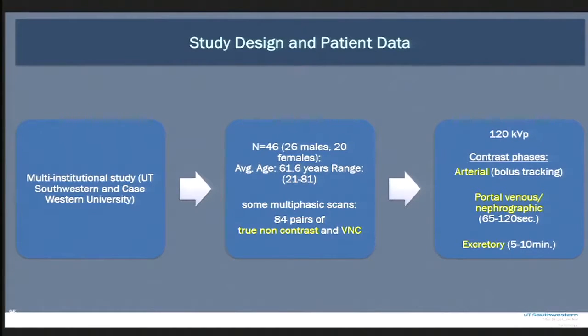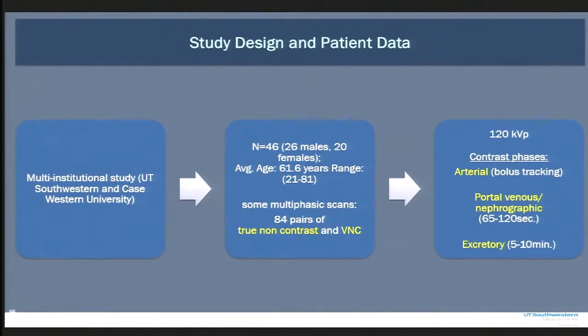This is our study design. This is a multi-institutional study at UT Southwestern and Case Western University. There were 46 total patients, slightly more males. Average age was 62. A majority of these were multi-phase scans, and it yielded 84 pairs of true and virtual non-contrast images. All patients were scanned at 120 kVp.